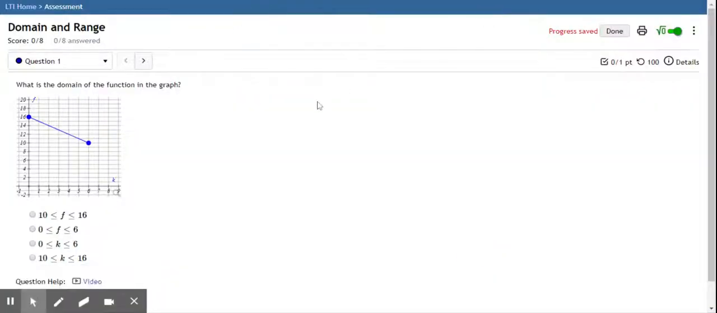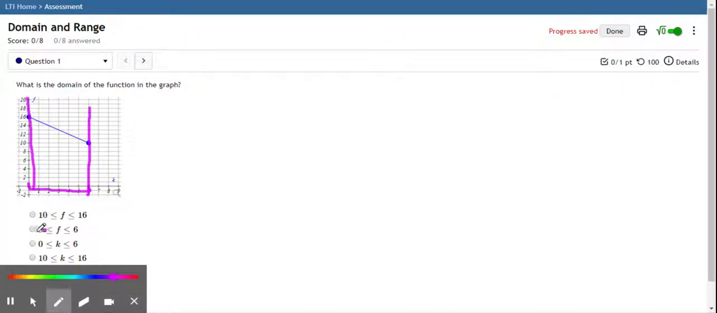So let's go over here. So what is the domain? What do we mean by domain? Well, domain is how far on the x-axis does a given function exist. So this only exists from here on the left to here on the right. So kind of put some boundaries onto it. So it goes from 0 to 6. It can only be one of these two, but 0 to 6 on the f-axis? No. 0 to 6 on the k-axis is correct.